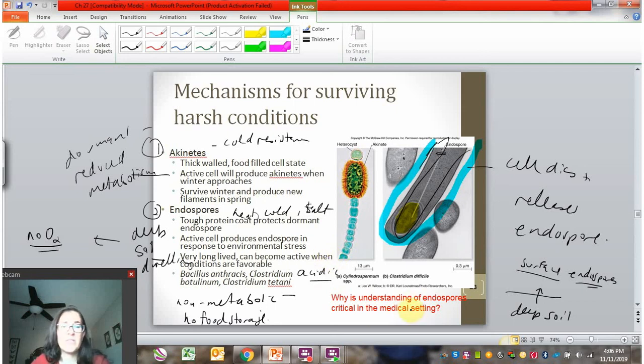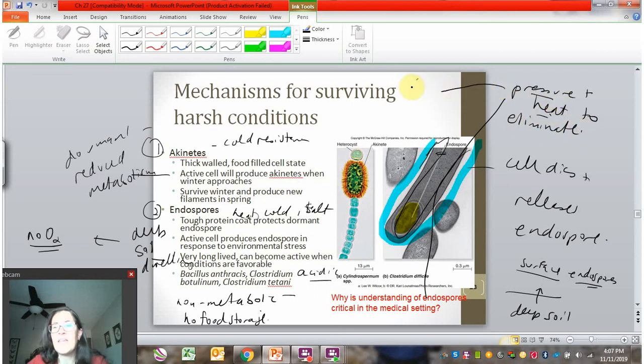So in the medical setting, understanding endospores is really important because, again, if it gets introduced into deep tissue, then these bacteria can grow. And so in order to prevent endospores from being on surgical materials, or when we say a clean needle, for example, we have to use special treatments. We use pressure and heat to eliminate endospores. Heat alone is not enough. The pressure and heat is provided by a piece of equipment called an autoclave.